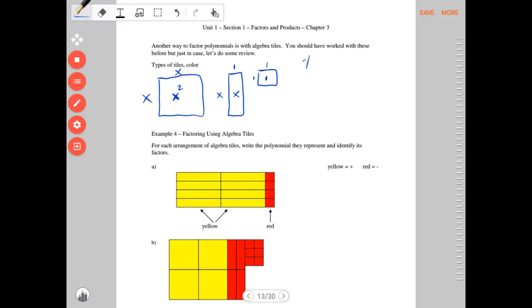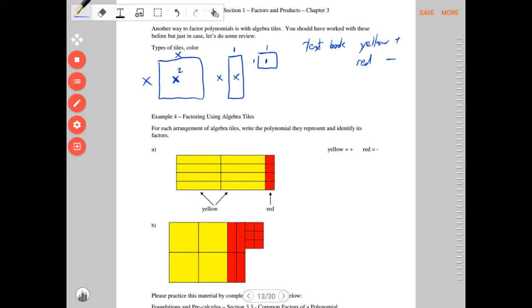Now your textbook uses yellow as positive and red as negative. I know your notes are black and white, so that's why I've labeled these yellow and red. Not a big deal, but just because your textbook labels them yellow and red, if you were ever given a legend or a key that tells you differently, then you use that, of course. But for now, using your textbook, yellows are positive, reds are negatives, and then we're good.